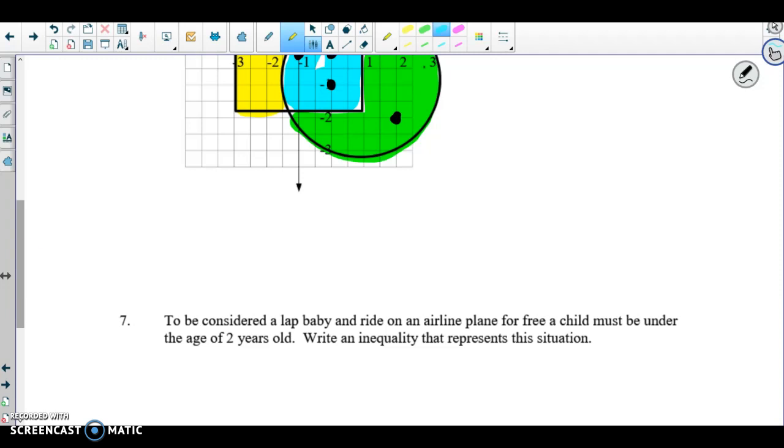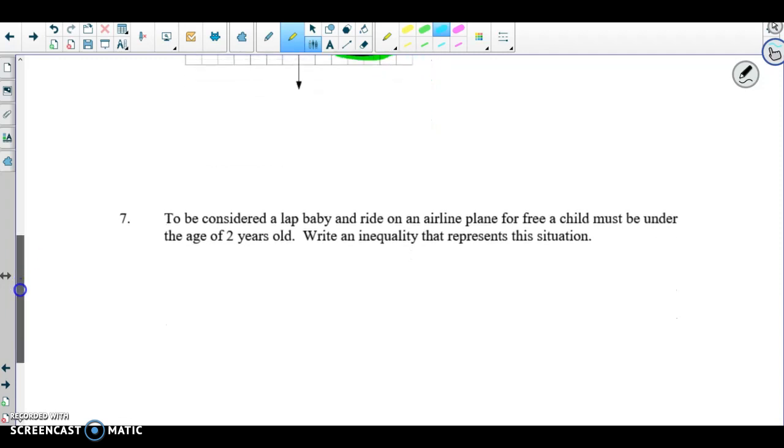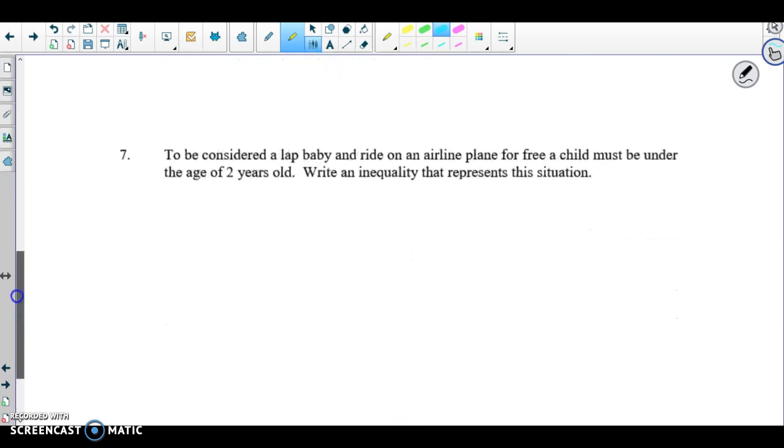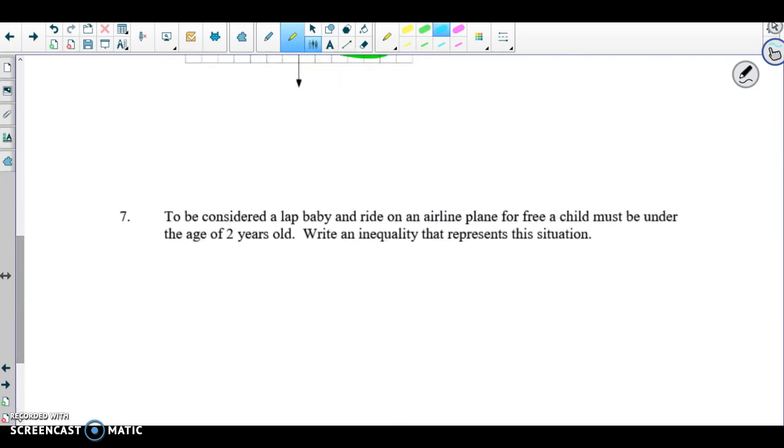That'd be awesome. Number 6, or 7, let's see if I can finish this up real quick. To be considered a lap baby and ride in the airplane for free, a child must be under the age of 2. Write an inequality that represents this situation. So under the age of 2, they have to be younger than 2. Can they equal 2? No, because as soon as they hit 2, they have to pay for one. So we've got x is just less than 2, because it's not going to equal the 2.